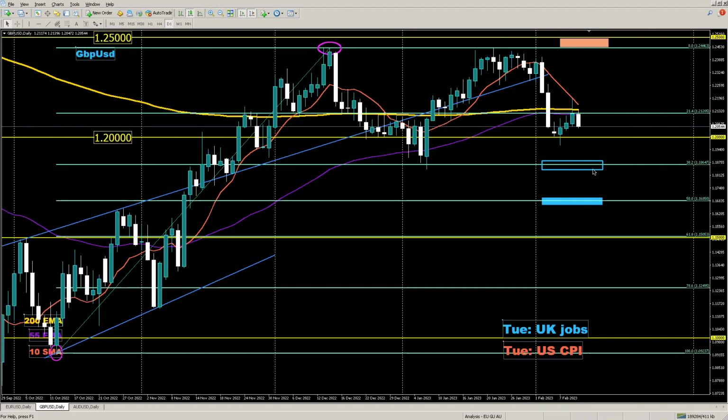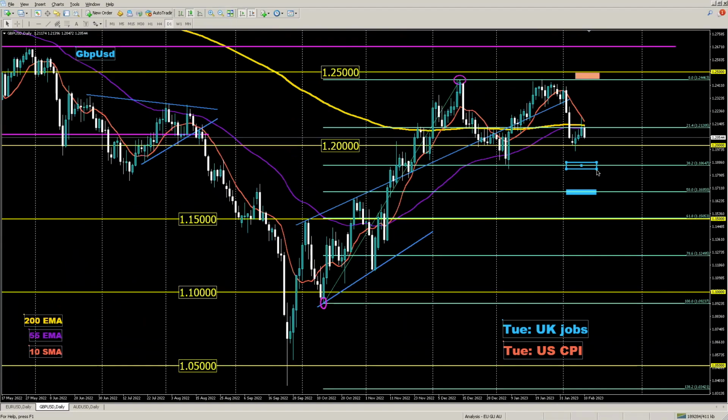And the next key support is at the 38 Fib retracement at the 118.65 area. So that's still an intermediate support. Major support is at the 50 Fib at the 116.85.